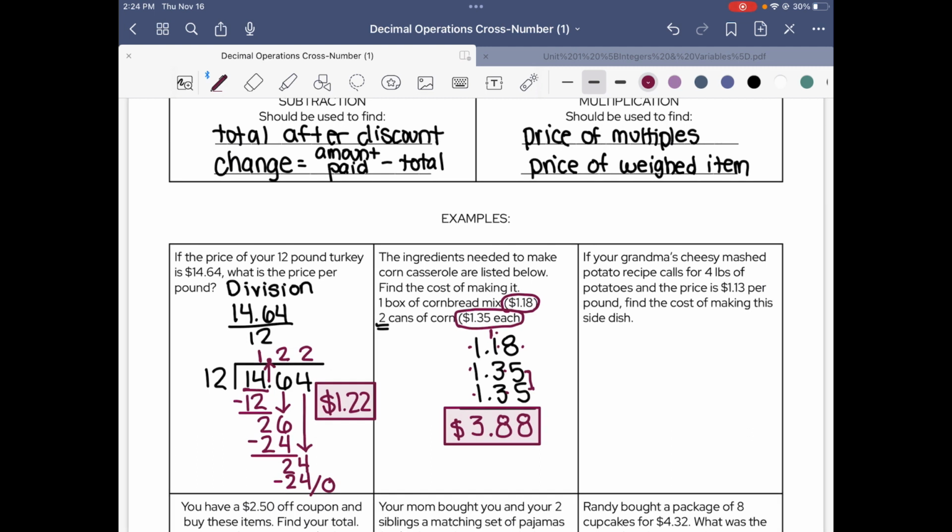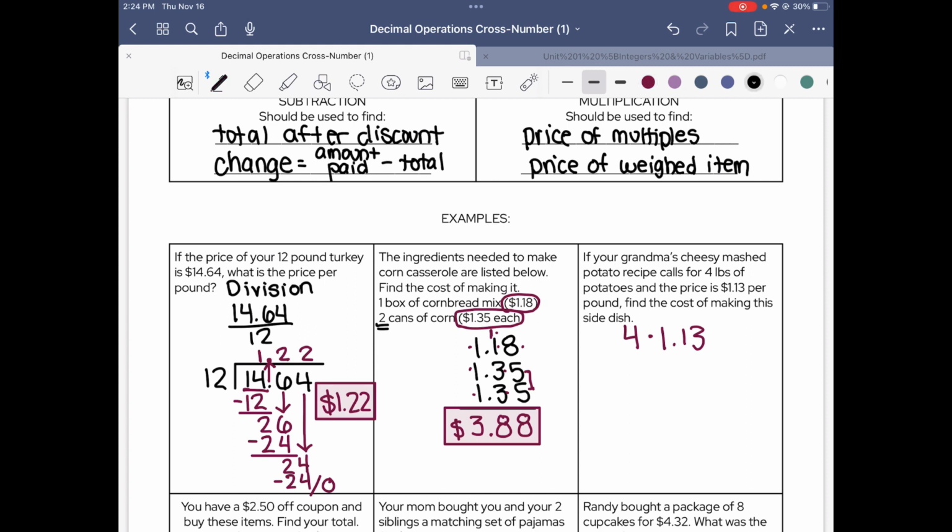Okay, the next problem says, if your grandma's cheesy mashed potato recipe calls for 4 pounds of potatoes and the price is $1.13 per pound, find the cost of making this dish. In this case, we only need one thing, the potatoes. Since it is just potatoes and we're buying multiple pounds, it's the price of a weighed item. So this is going to be multiplication. We are going to multiply 4 times $1.13.